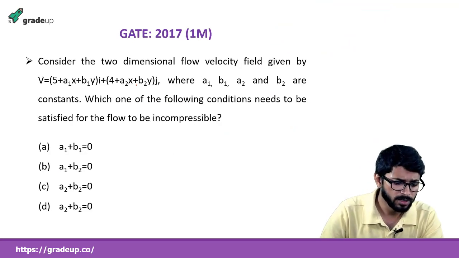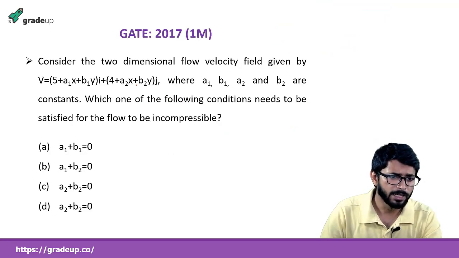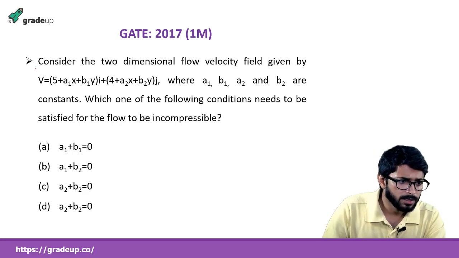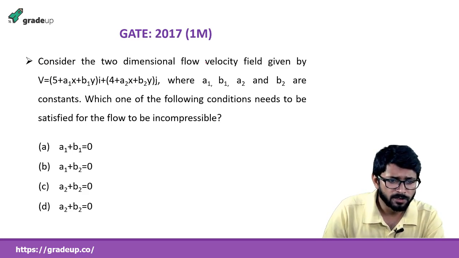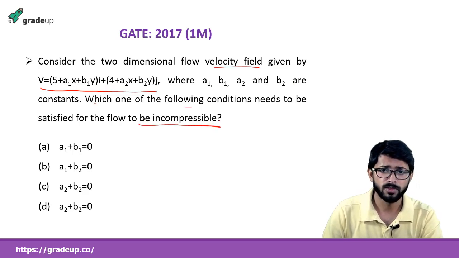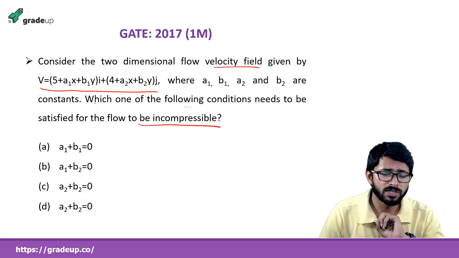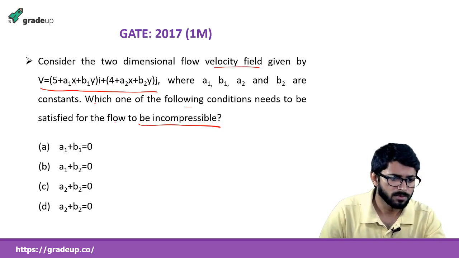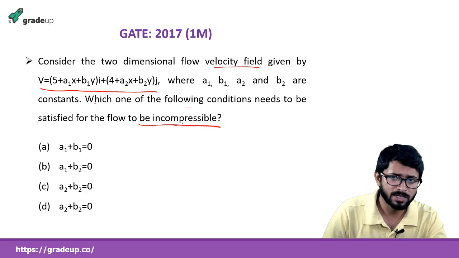Now moving on, another question asked in 2017 states: consider the two-dimensional flow with the given velocity field, where A1, B1, A2, B2 are constants. Which of the following conditions needs to be satisfied for an incompressible flow? This type of question is generally asked in the examination. Many times questions are asked from incompressible flows.